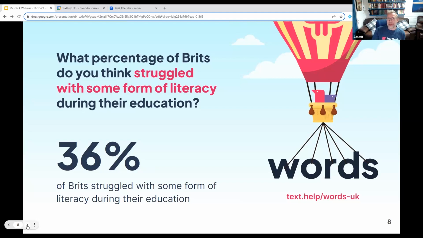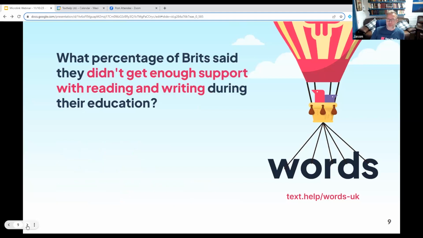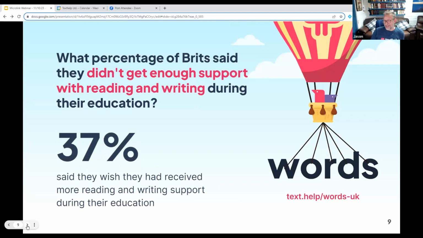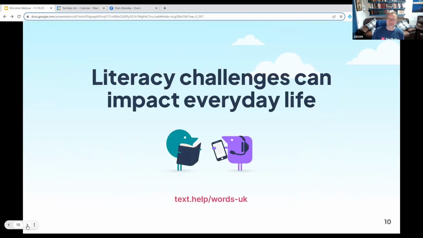We took that question a step further and we asked what percentage of Brits said they didn't get enough support with reading and writing during their education. It comes as no surprise that this is a very similar number. 37% said they wish they'd received more reading and writing support throughout their education.